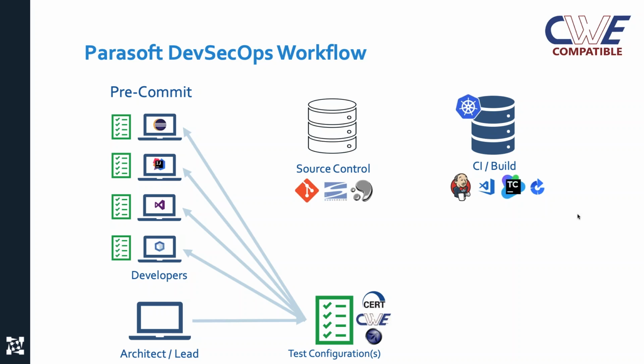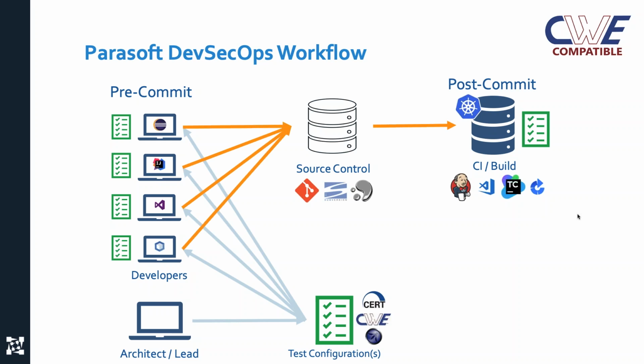Now, the testing is not just done on the developer's desktop, though, because the code goes into source control, and then you have a secondary process that runs post-commit as part of your CI/CD pipeline. The purpose of this process is to behave as a gate, or a trust but verify process, to make sure that nothing slips through.